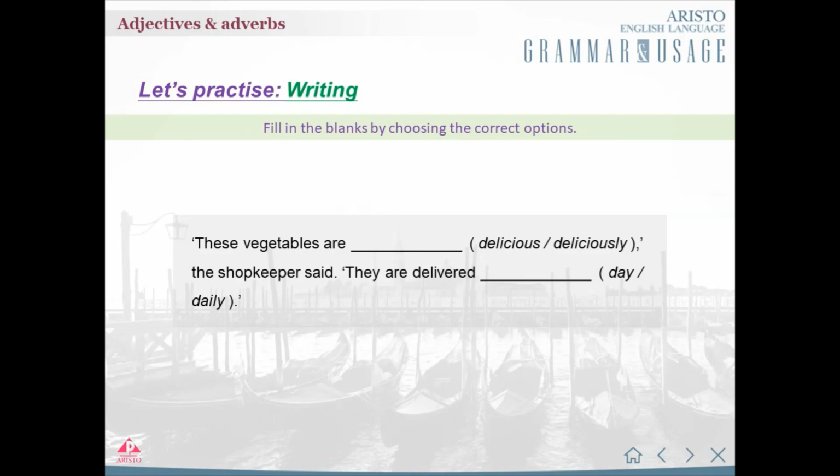Let's practice writing. Fill in the blanks by choosing the correct option. The answers are now on the screen. The first answer is delicious, and the second answer is daily. Did you get the same answers?